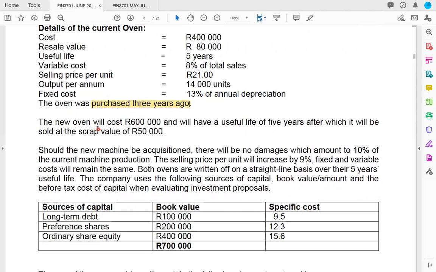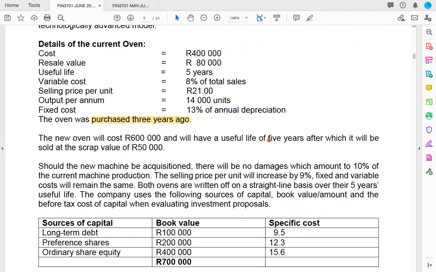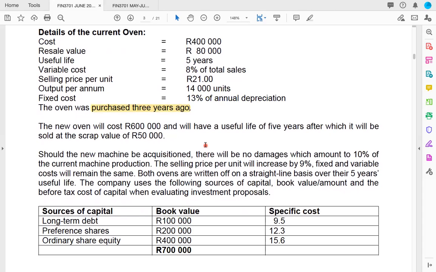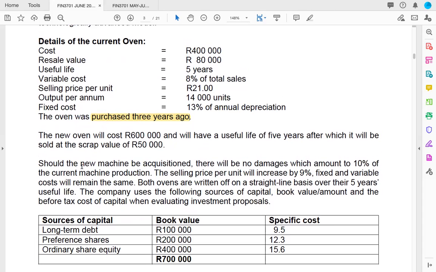The new oven will cost 600,000 and will have a useful life of 5 years, after which it will be sold at the scrap value of 50,000. Should the new machine be acquired, there will be no damages, which amount to 10% of the current machine production. The selling price per unit will increase by 9%. Fixed and variable costs will remain the same. Both ovens are written off on a straight line basis over their 5 years useful life.